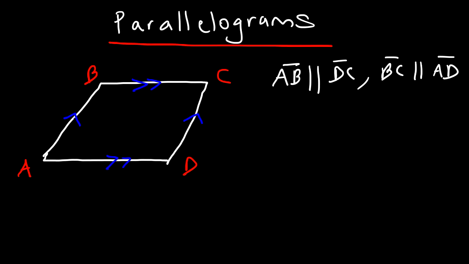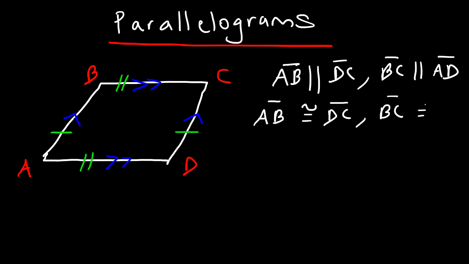Now, what else do we know regarding parallelograms? Well, for one thing, opposite sides are congruent. So we could say that AB is congruent to DC. And also, BC is congruent to AD.